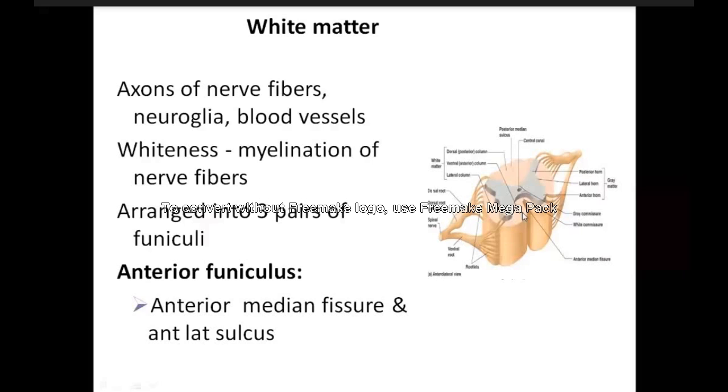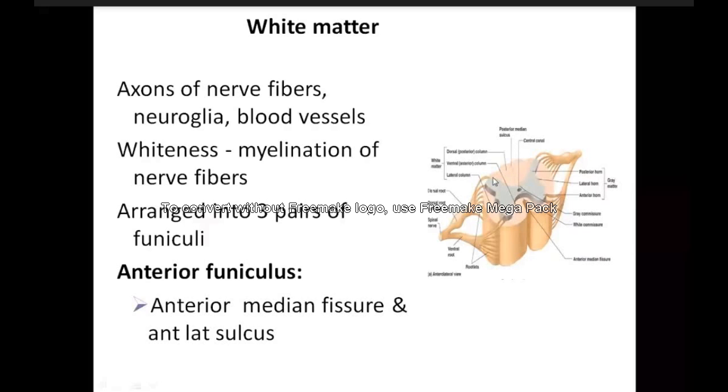The anterior funiculus is the part between the anterior median fissure and the anterior lateral sulcus. This is the lateral funiculus, between the anterior lateral sulcus and the posterior lateral sulcus. Now this is the posterior funiculus, between the posterior lateral sulcus and the posterior median fissure.